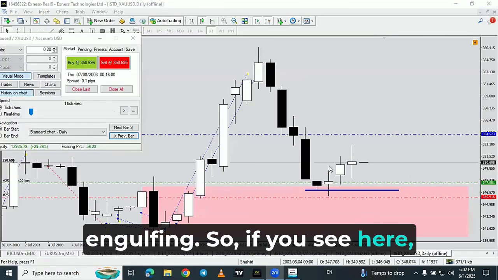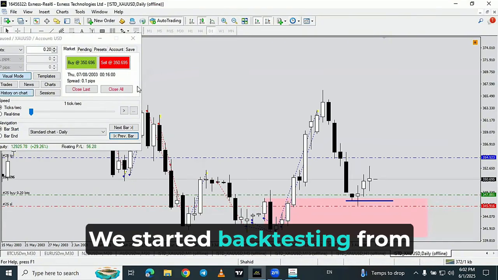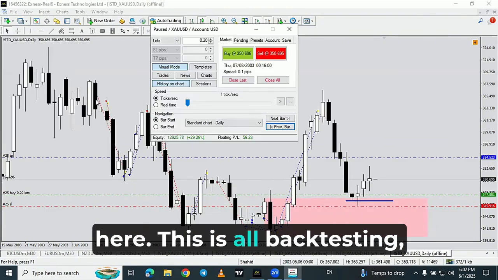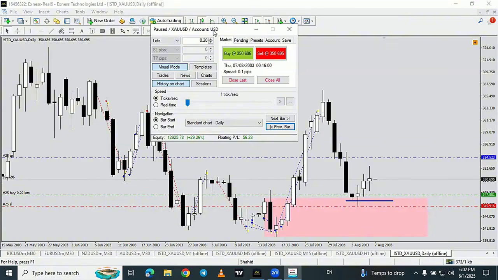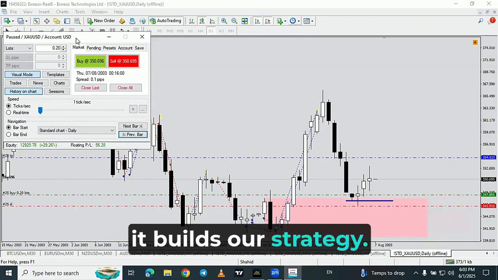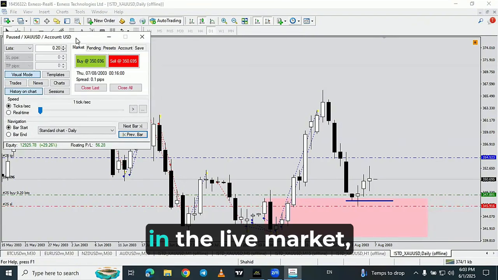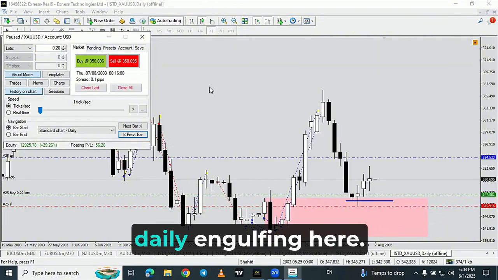So if you see here, the back testing we are doing, we have done it from here to here. We started back testing from here. This is all back testing and we have started it. Back testing is very important, because when we test our strategy, it builds our strategy, it removes our errors, so that in the live market we don't repeat those mistakes. Okay, so now let's move to the daily engulfing here.